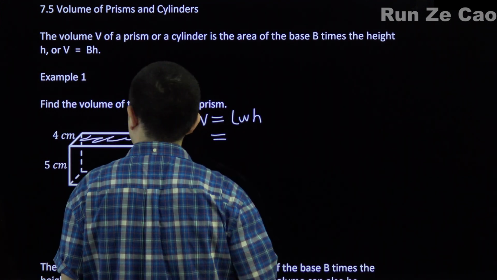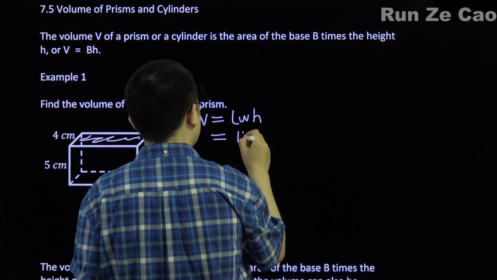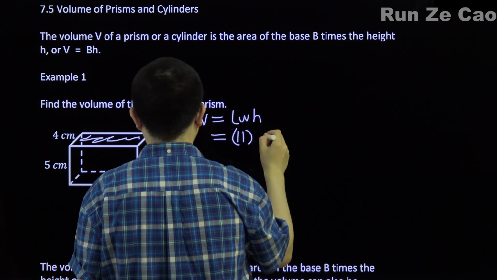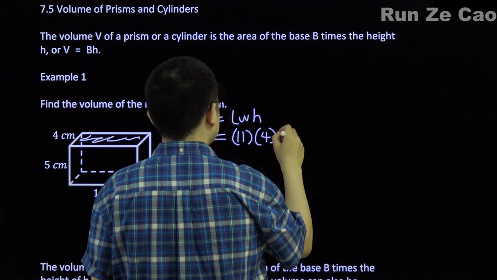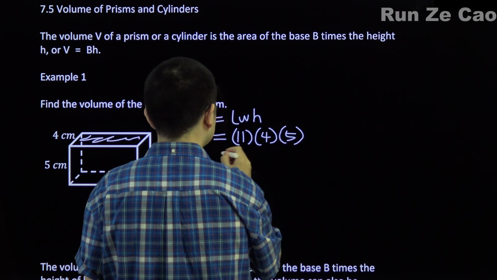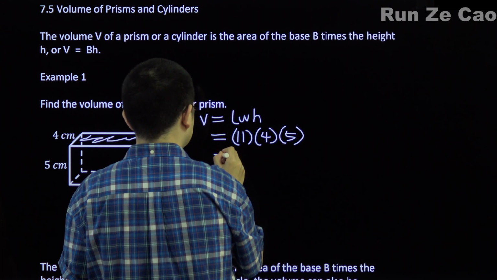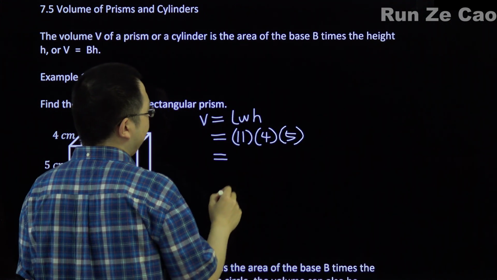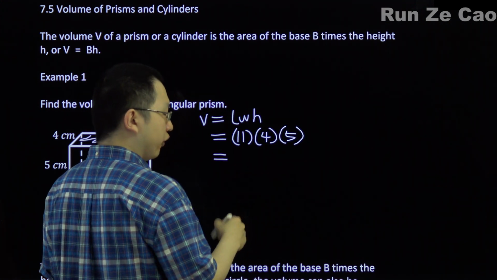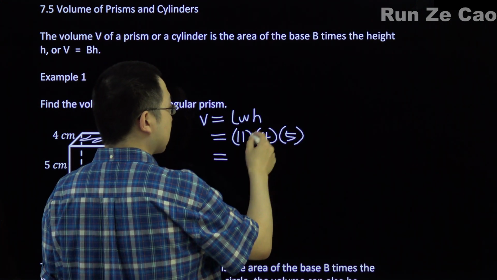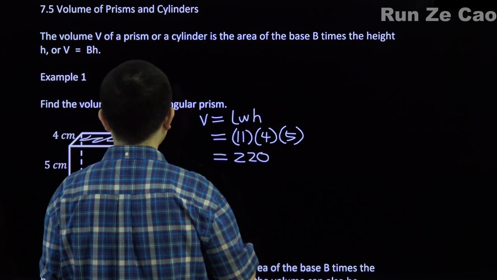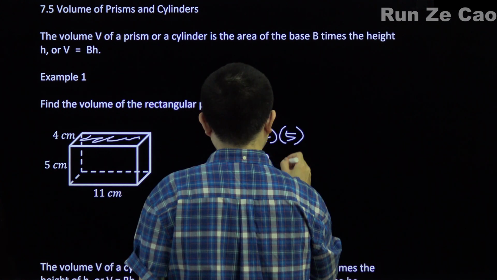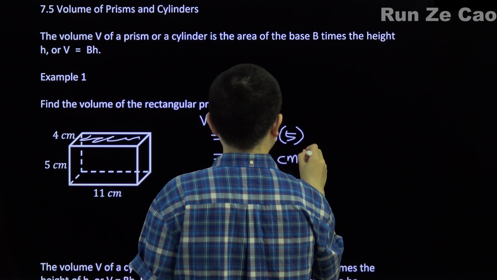So, length is 11, width is 4, and height is 5. So you're looking at 11 times 4 times 5, which is 20. So 220. Now the volume is in centimeters cubed.